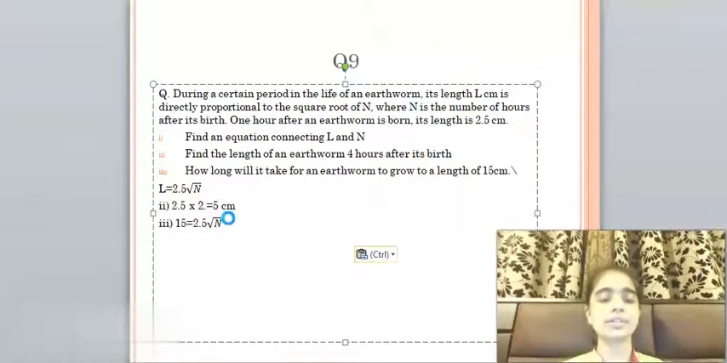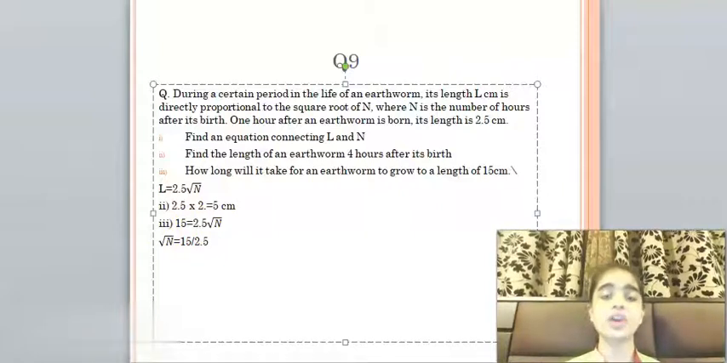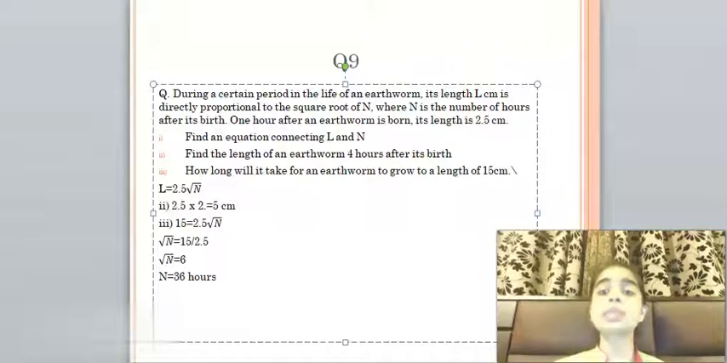Under root n is 15 divided by 2.5. Now, can you tell me what is 15 divided by 2.5? Yes, 15 divided by 2.5 is 6. So, under root n will be 6. Now, we will square both the sides. So, n will be equal to 36 hours. That means it will take the earthworm 36 hours to grow to a length of 15 centimeter.